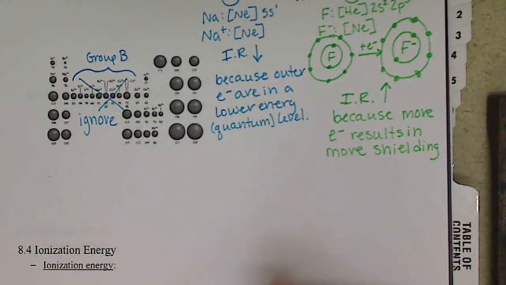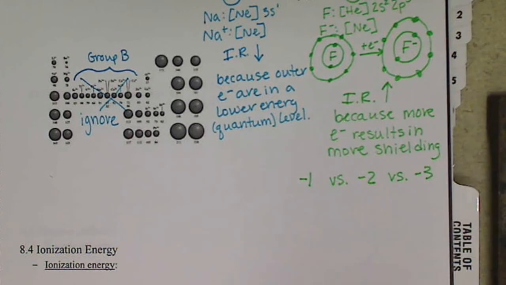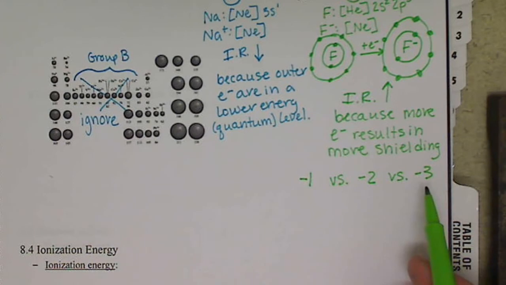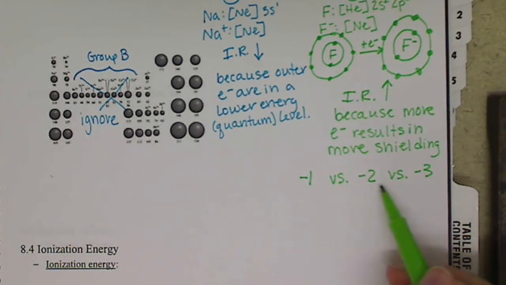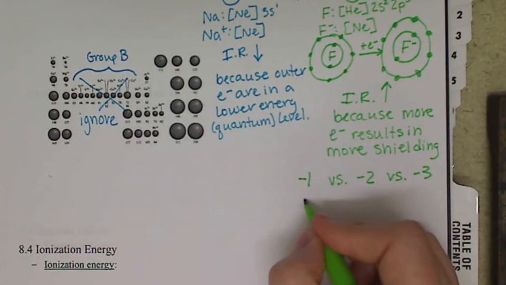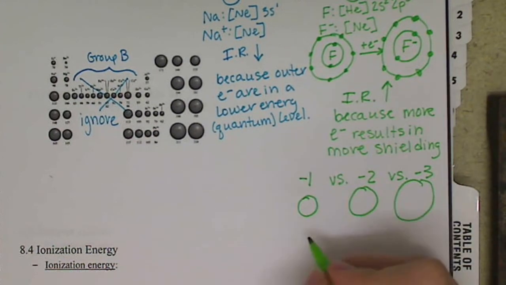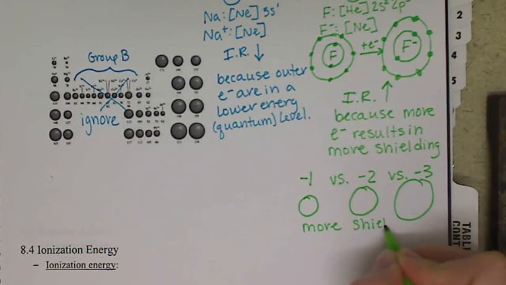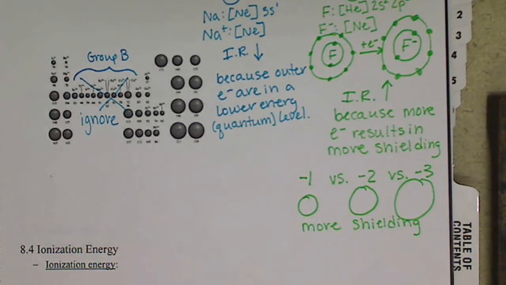So if we look at now ions of multiple charges, a -1 anion versus a -2 anion versus a -3 anion, as we add more and more electrons, we have more and more shielding, so our ionic radius should get larger as the negative charge gets larger. So -1, say, is going to be this big, -2 is going to be larger, -3 is even larger because we have more shielding. We have the same nuclear charge, we're just adding more electrons, so we have more shielding.